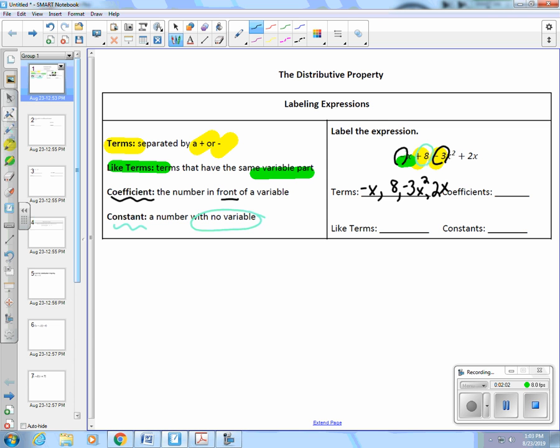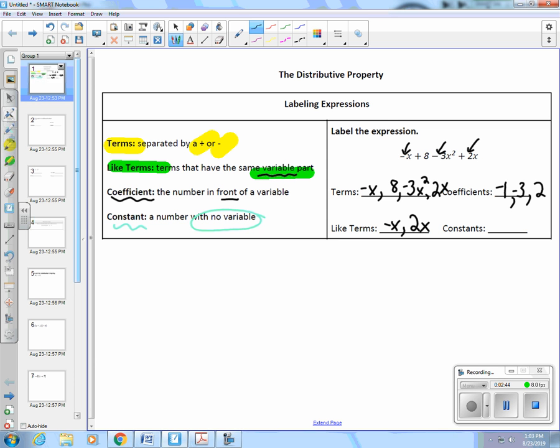The coefficients, as we were talking about before, are the numbers in front of the variable. So now we have that negative 1 in front of the x, the negative 3 in front of the x squared, and the 2 in front of the x. Like terms, remember, have the same variable part. So we have terms such as negative x and 2x because they have the same variables to the same powers. There are no other like terms up there.